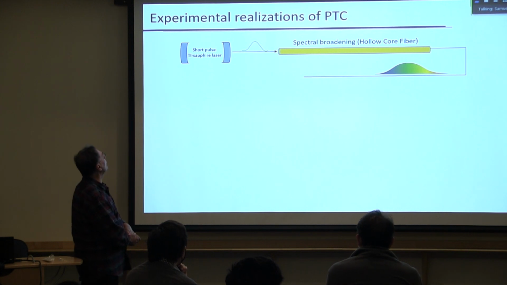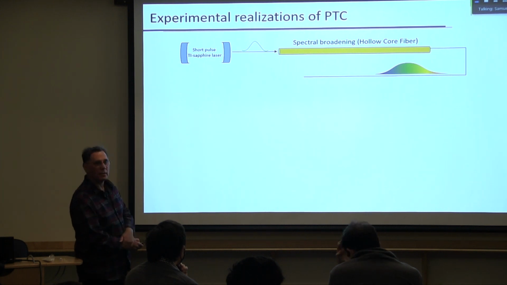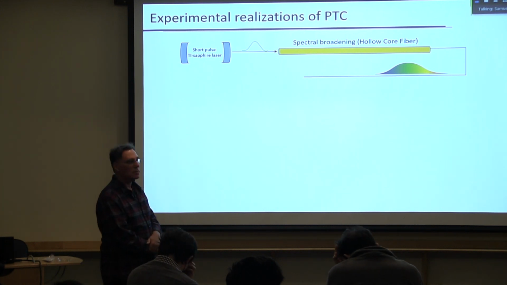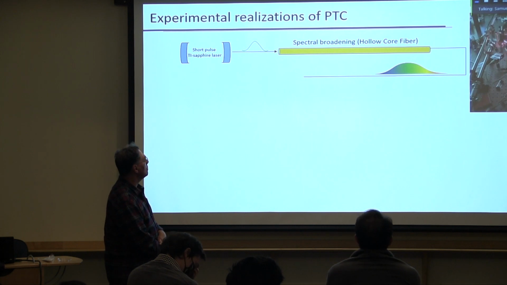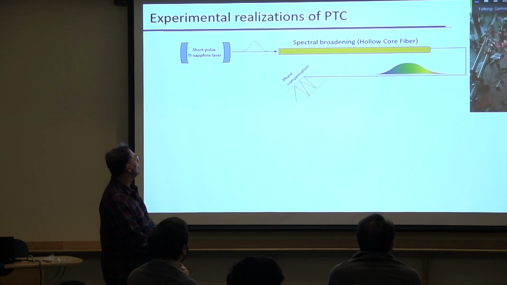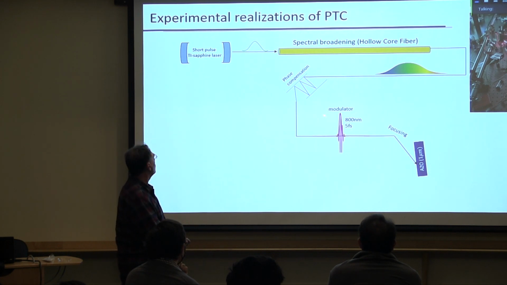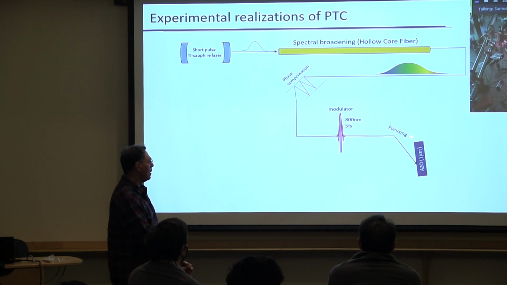Of course we start with the Ti sapphire laser, and we shoot it into a hollow core fiber. The hollow core fiber has some gas inside it, and you get spectral broadening. After that, we compensate for the phase and compress it to around 800 nanometers, but now the spectrum is very broad, to about 5 femtoseconds. And we focus it onto the material.